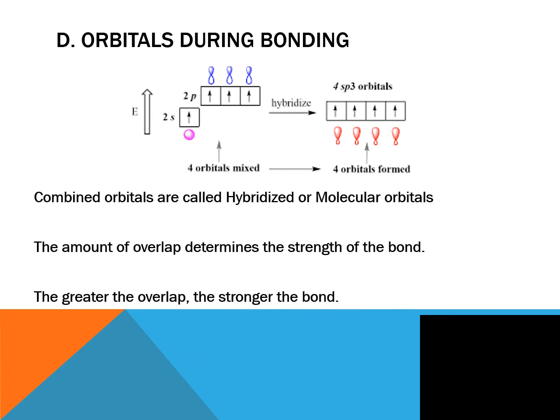So combined orbitals are called hybridized or molecular orbitals. So they're hybrid because they're merging two types of orbitals together. The amount of overlap determines the strength of the bond. So the more overlap, the stronger the bond.